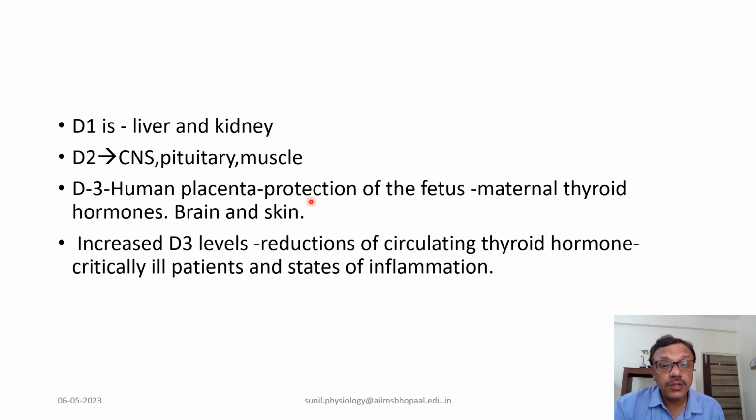Now in patients who are in a state of inflammation or critically ill patients, we don't want the T3 to increase, we want BMR to be decreased. So how is T3 reduced? By virtue of an increased amount of D3. What does it do? It decreases the peripheral conversion of T4 into T3.